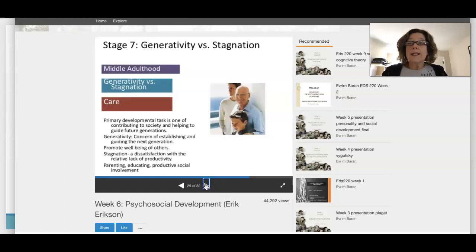Okay. Stage 7, generativity versus stagnation. This is middle adulthood. So again, the primary development task is one of contributing to society and helping to guide future generations. So you feel like you're in society, you are contributing, you are having an impact, a little bit of a legacy for the future.